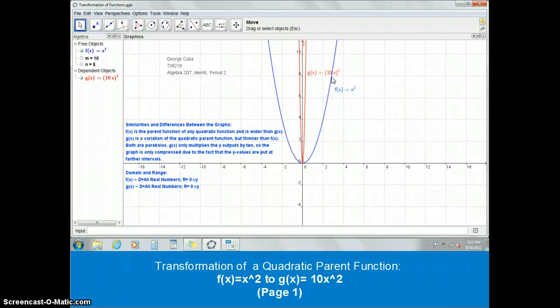Parameter a, or the coefficient, modifies slope. So a slope greater than 1 is steeper than the parent, and a slope less than 1 is less steep than the parent. So now we go to domain and range. Since they're both parabolas, domain is all real numbers, and since they're positive parabolas, range begins at 0 and continues on forever.